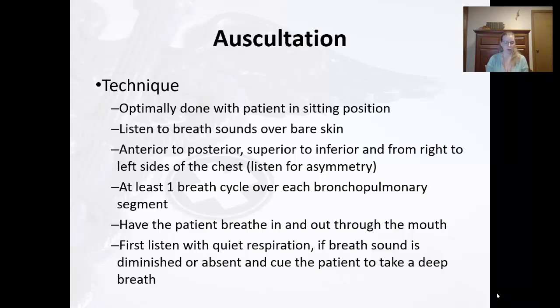When you're listening to breath sounds, you want to compare anterior to posterior, superior to inferior, and you want to compare right to left sides. You're listening for any asymmetries or abnormal sounds that you might hear. The recommendation is that you listen for at least one full breath cycle over each segment. You're going to have the patient breathe in and out through their mouth. And first, you're going to listen to quiet respiration. But if the breath sound is diminished or absent, then you want to cue the patient to take a deep breath.